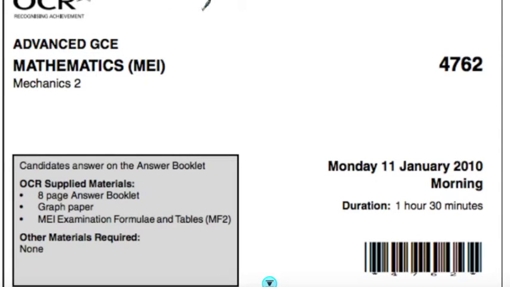Right, hello A-level students. As you can probably tell, this is the M2 paper for January 2010.